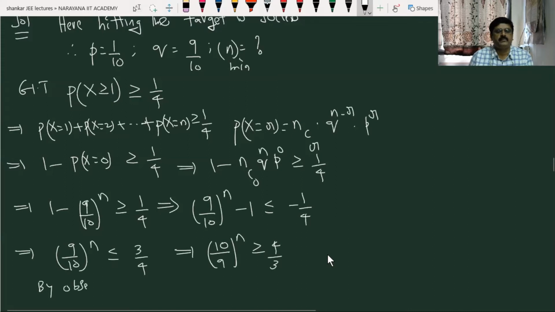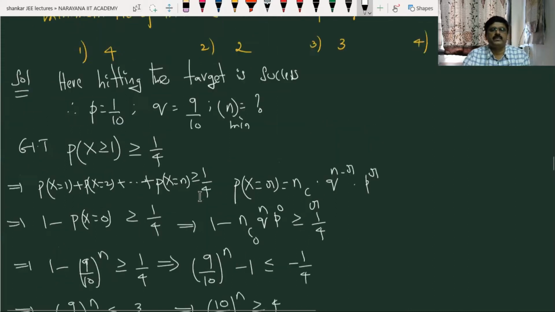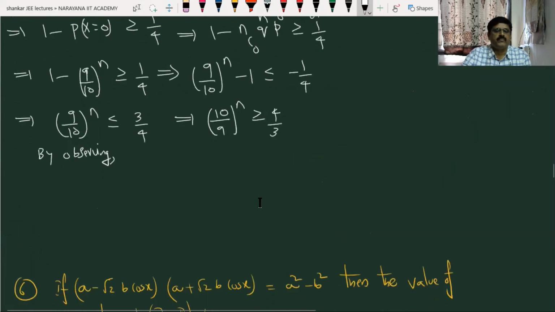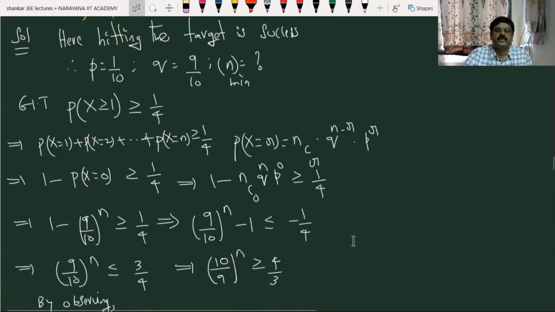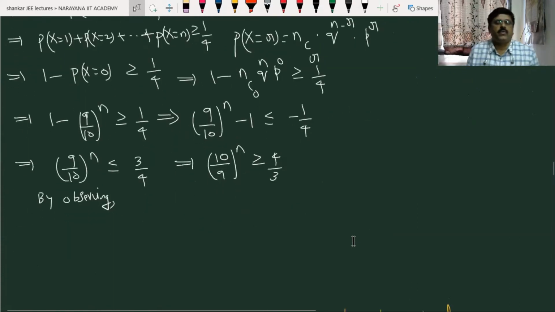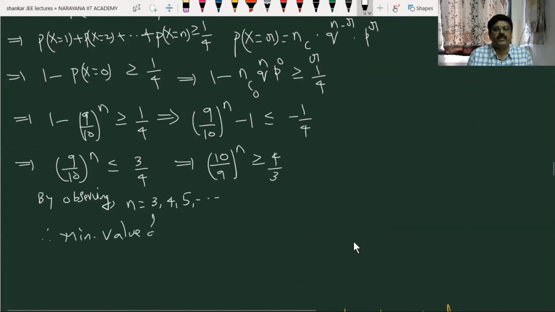By observing, you see students, N values. If you put N value 1, students, (9 by 10) whole power 1, that is 0.9, less than or equal to 3 by 4, ruled out. So here 1 is failed, and next 2 is also not correct, students. Next 3, (9 by 10) whole cube. So carefully watch, students, which is less than 0.75, something like 0.6 something will come. So by observation, N is equal to 3, 4, 5, etc. are correct. Therefore, the minimum value of N is 3, students.